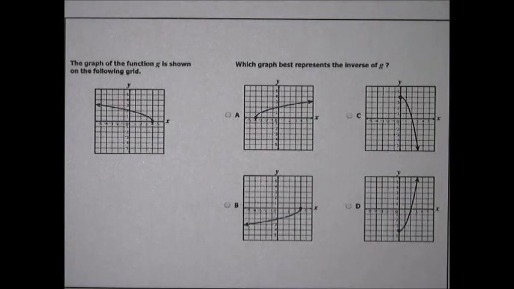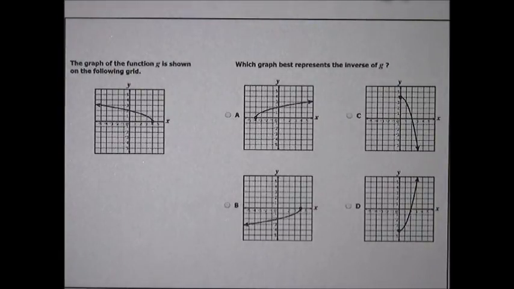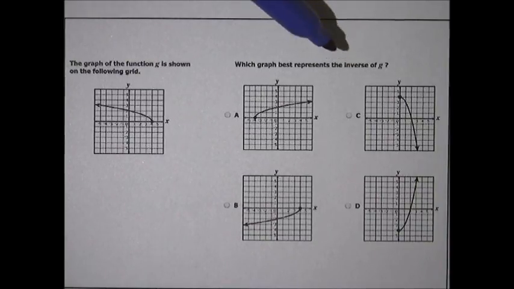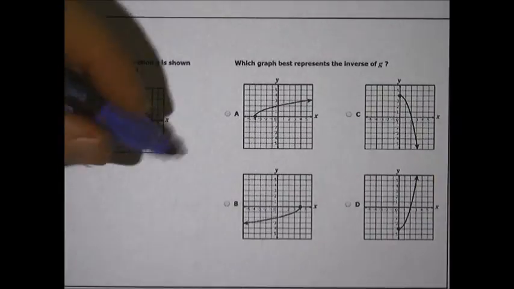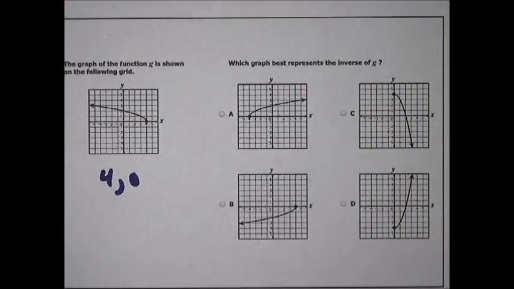The graph of the function g is shown on the following grid. So they give us a graph right here, and they say that this is g. Which graph best represents the inverse of g? If you're talking about an inverse, you're always talking about switching x and y. So I look at this graph and I say, well, which point can I definitely identify on this graph? And they give me a dot, and that point is at (4, 0).